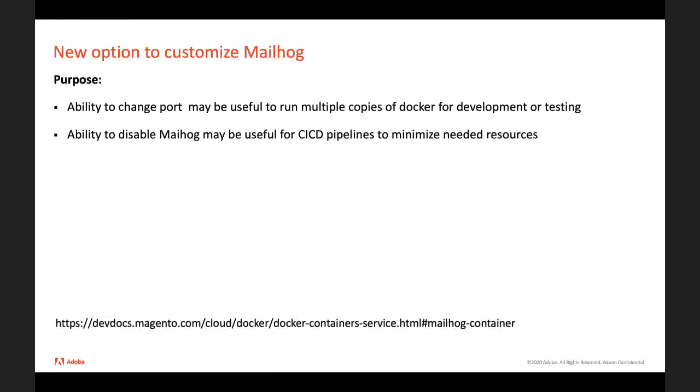In the previous release, we switched to Mailhog as the default mail service for Docker. And in this release, we added some flexibility and the ability to adjust the configuration of Mailhog. So right now you are able to change the port. It might be useful to run multiple copies of Docker for development or testing. And we added the ability to disable Mailhog. This might be useful, for example, for CI/CD pipelines when you need to minimize needed resources and don't need Mailhog.